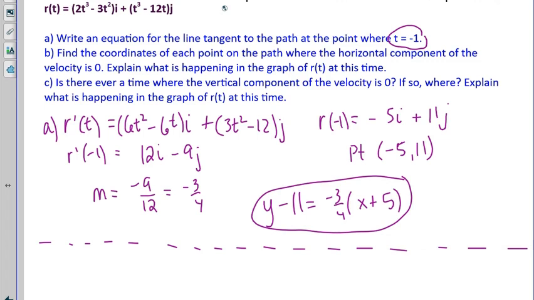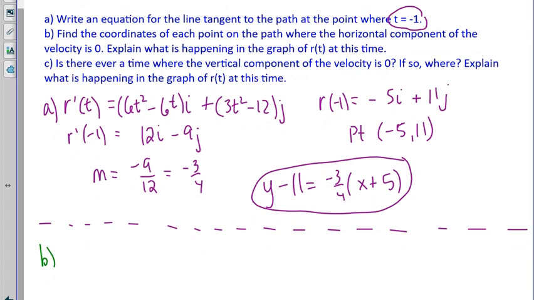All right, part B. Part B says, find the coordinates of each point on the path where the horizontal component of the velocity is equal to 0. Explain what is happening in the graph of r at this time. Okay, so the horizontal component would be the x component. So I want to make the x component of the velocity equal to 0. The x component of the velocity is 6t squared minus 6t. So I'm going to set that equal to 0 and do a little bit of algebra here.